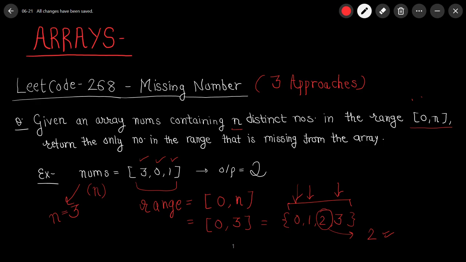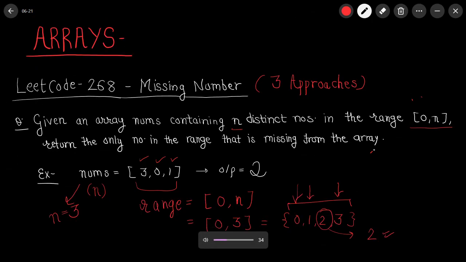So I would be telling three approaches to solve this. The first two will be basic, so I won't go very much in detail. Yeah, let's start with the first approach. Coming to the first approach, let me first write the array again. It's 3, 0, and 1, if I'm not wrong. Yeah.